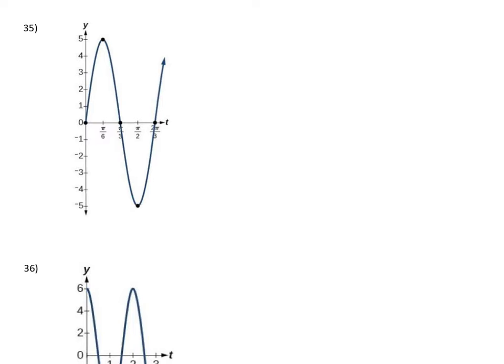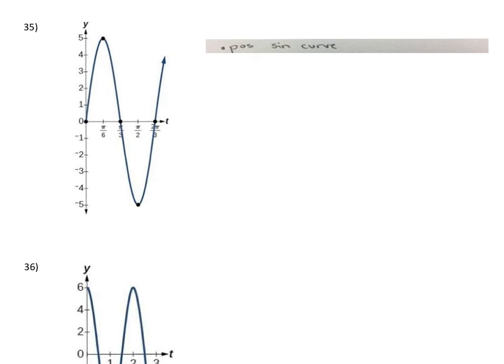All right, so number 35 is a sine curve, right? We see 0, 0. And not only is it a sine curve, but it's a positive sine curve. It's going up first, right? So we have a positive sine curve. Now the amplitude is, sorry about that. The amplitude is 5. Okay, so let me uncover that.